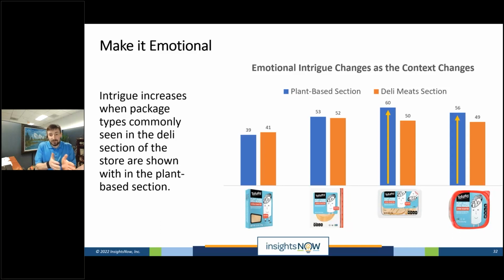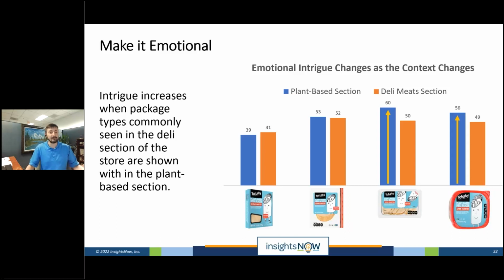So if you look at the blue columns, those are when it's in the plant-based section. In the plant-based section, if you go to that section of the store, you don't see soft trays today. You don't see plastic tubs today. So the fact that you see those in that section is very intriguing. It's a little disruptive. And what we're seeing is increased emotional intrigue when that type of container shows up in a section where you don't typically see that container. Whereas in the deli meat section, those containers are already there. So there's really not very much difference in the emotional intrigue that people have when they're seeing those same containers in the deli meat section, right?